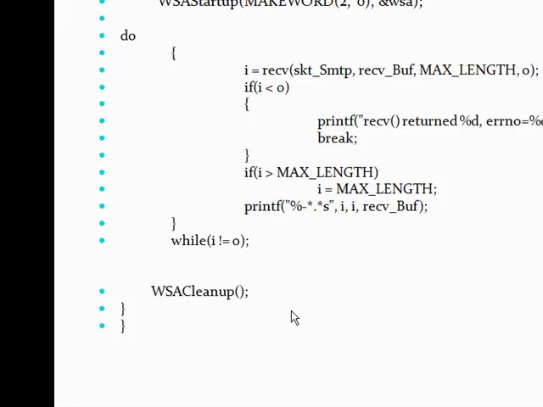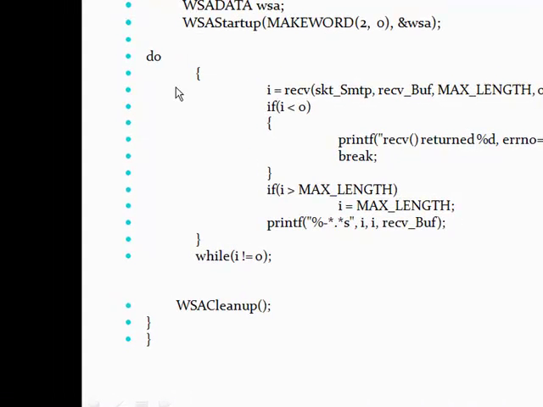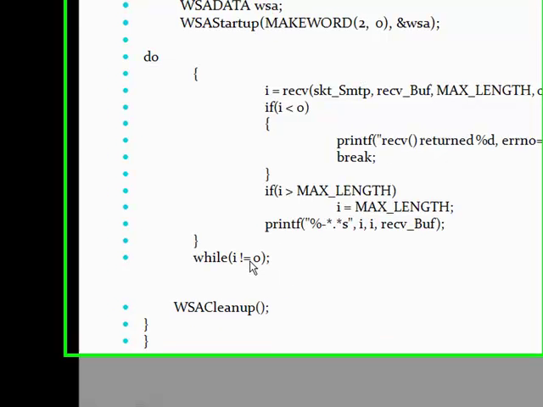We move on to the initialize sockets part. There is a variable declaration, and you can see the do while part.